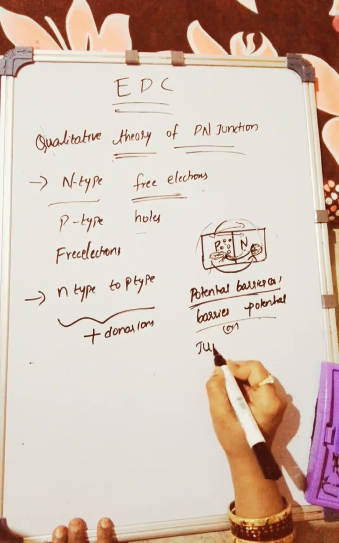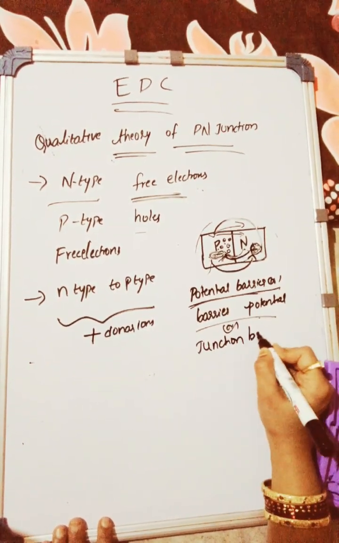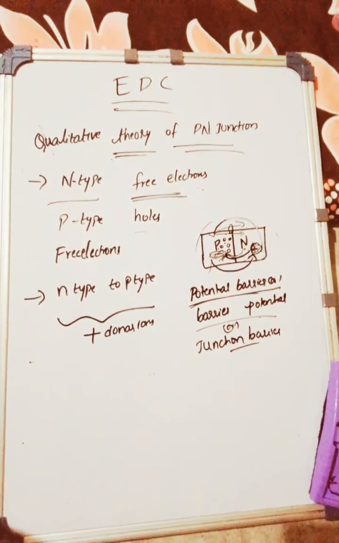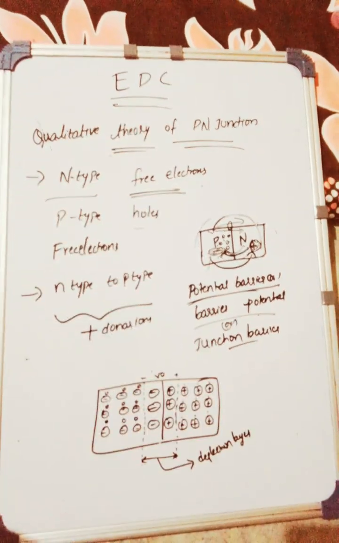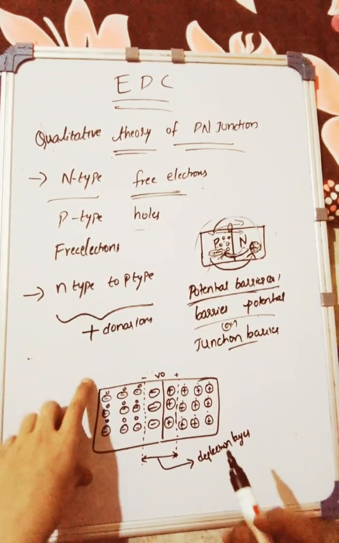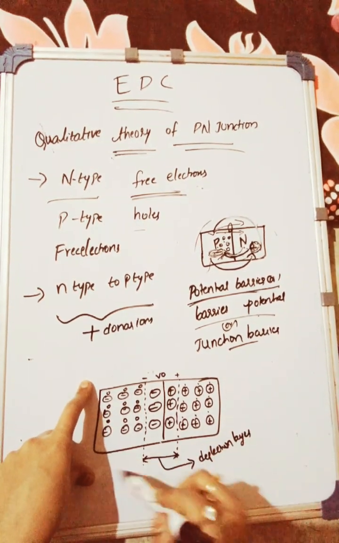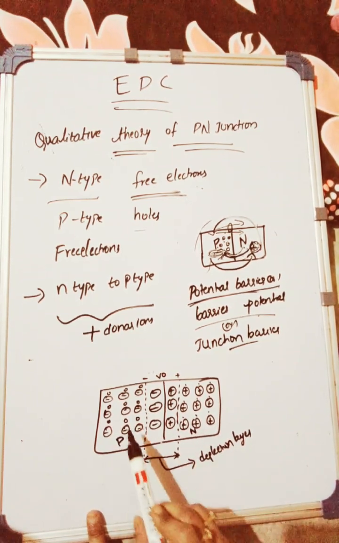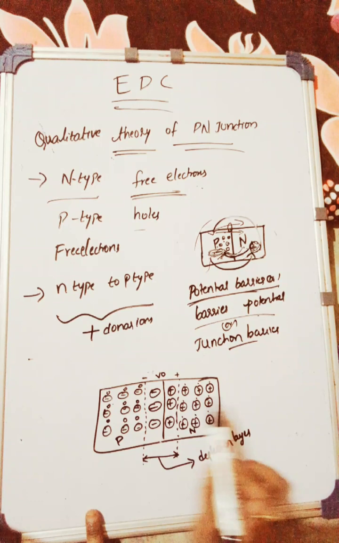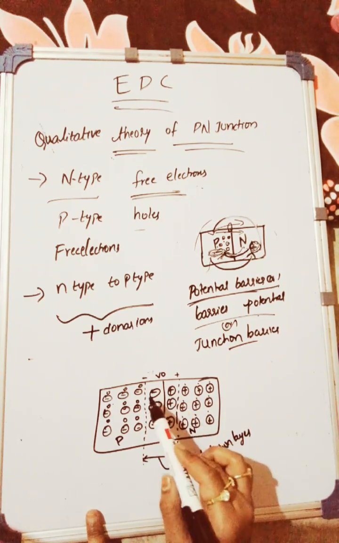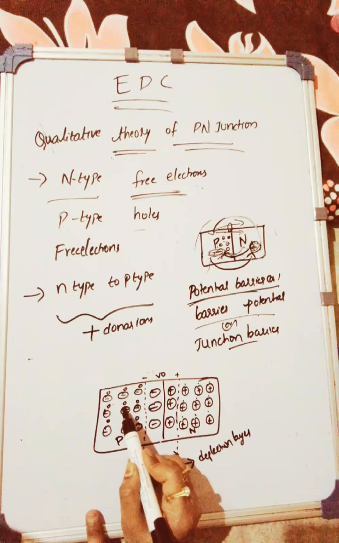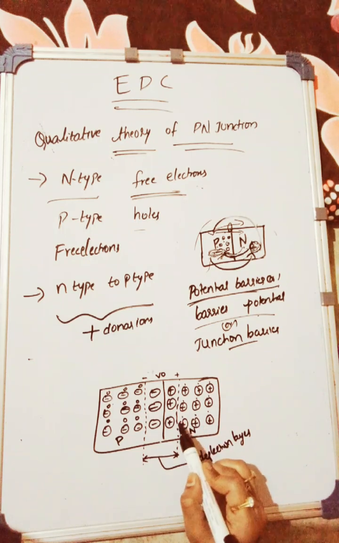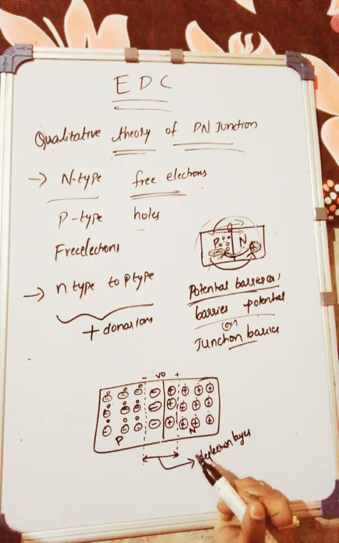Or junction barrier. At the junction side only, so it is also called a junction barrier. Clear? This is the entire potential barrier. This is the p type semiconductor, this is the n type semiconductor. Here negative charges, here positive charges. This is a depletion layer. The negative charge is formed at the p side, whereas similarly a positive charge is formed at the n side.